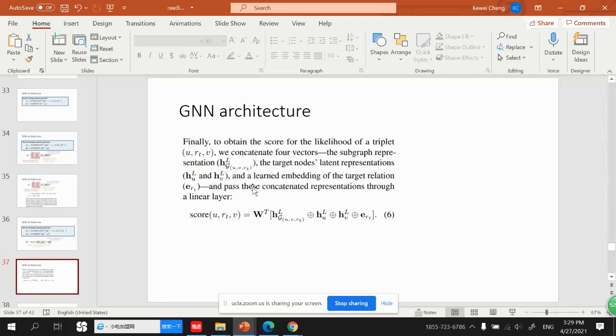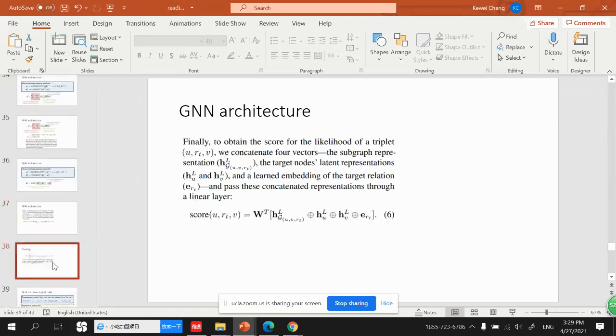And then also we know that if we're trying to predict the score of the triple U RT V, then this score is related to node U, node V, and edge RT. So we will also concatenate these 3 embeddings in order to include the information from them. And then finally, we will calculate the score using linear layers like this.